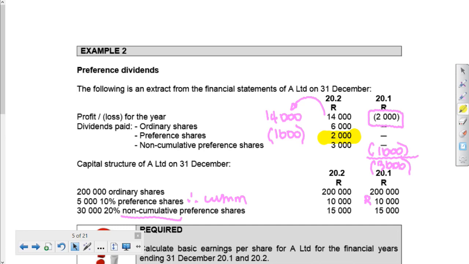Why did they pay 2? They paid last year's 1 and this year's 1. But I'm not going to subtract 2 because I already subtracted 1 last year, isn't it? With cumulative ones, I take off the dividend that accumulates, not what was paid. I don't worry about when it's paid.